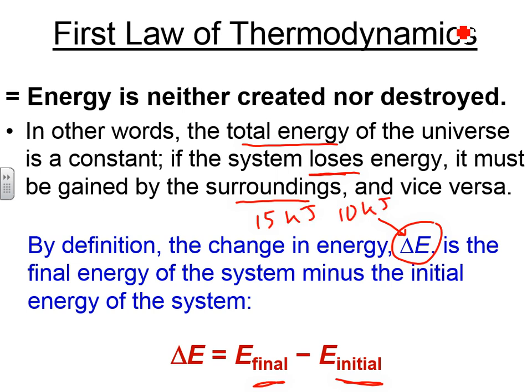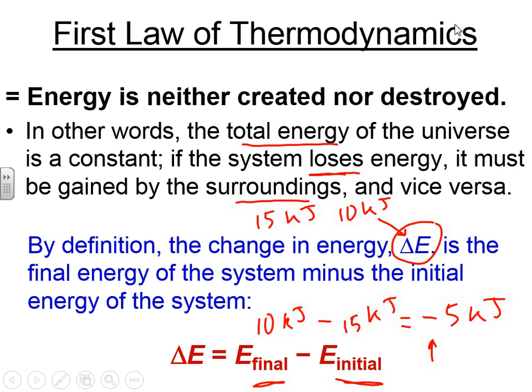Your final state, in this case, is 10 kilojoules. Your initial is 15 kilojoules. When you subtract the two, you'll get negative 5 kilojoules. And you'll see that this negative indicates a release of energy. That negative sign will show you that energy is released. And this is how we define a change in energy. Good?